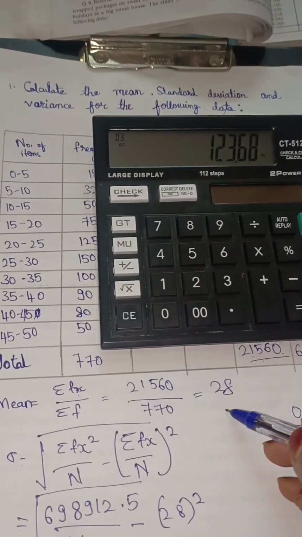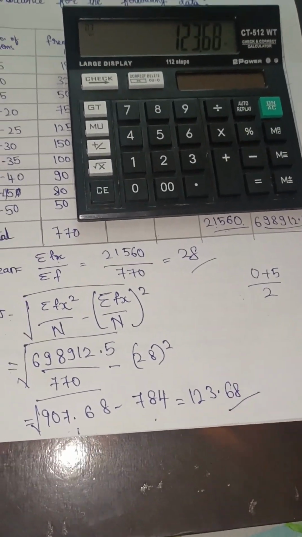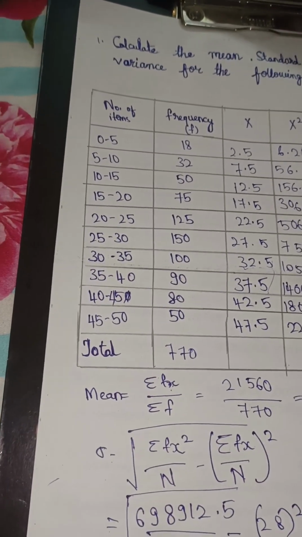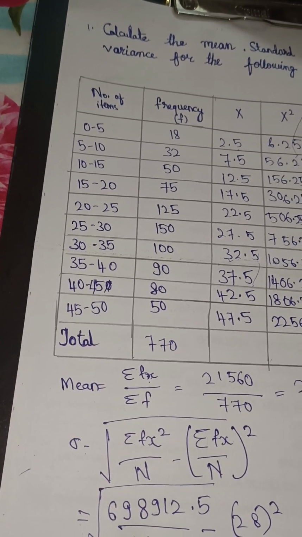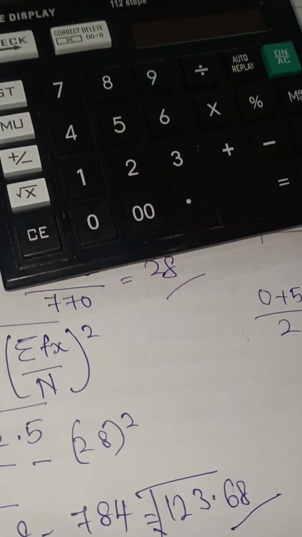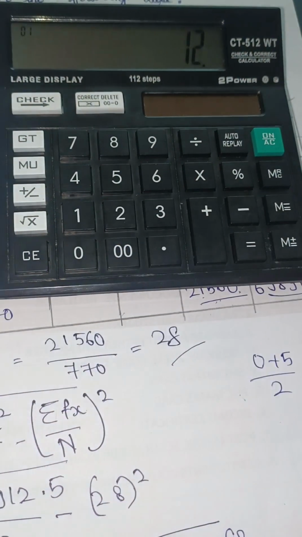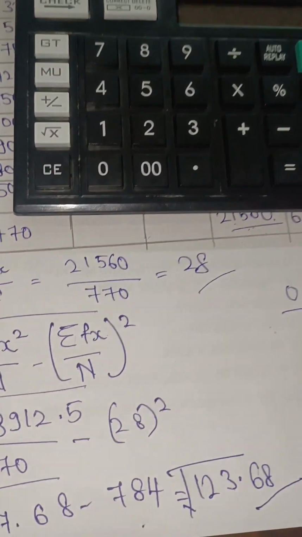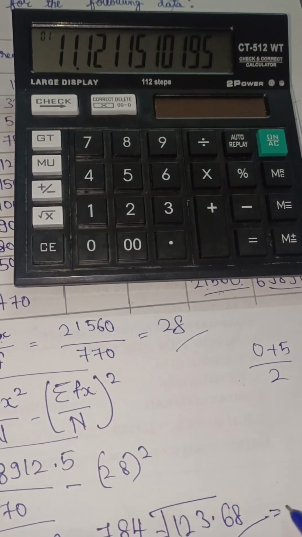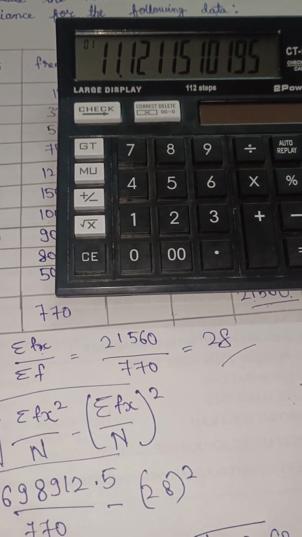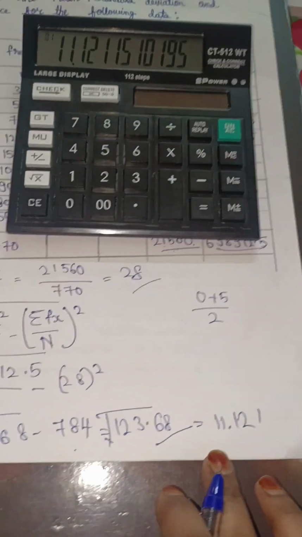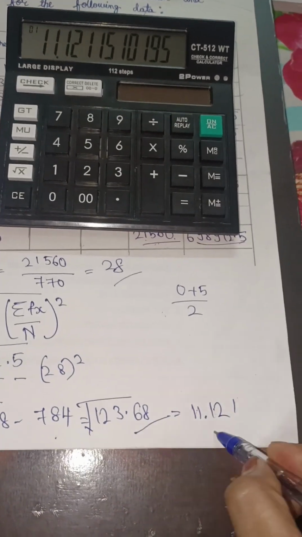Okay, so we have found the mean, we have found the standard deviation. So the last thing that we need to find is the variance. So to find out the variance, you don't need to do much. Put a root and then just find out the root of 123.68. Root will be 11.12. Okay, so we have found the mean, we have found the standard deviation.